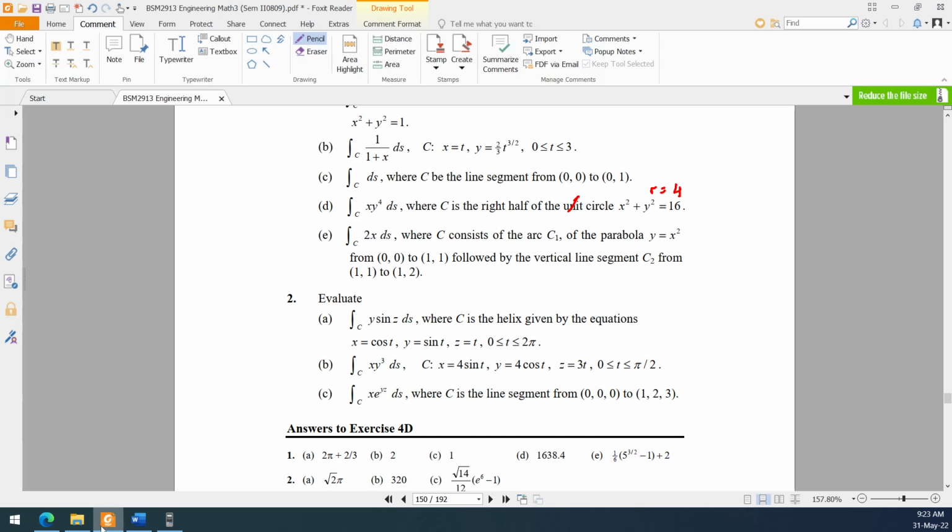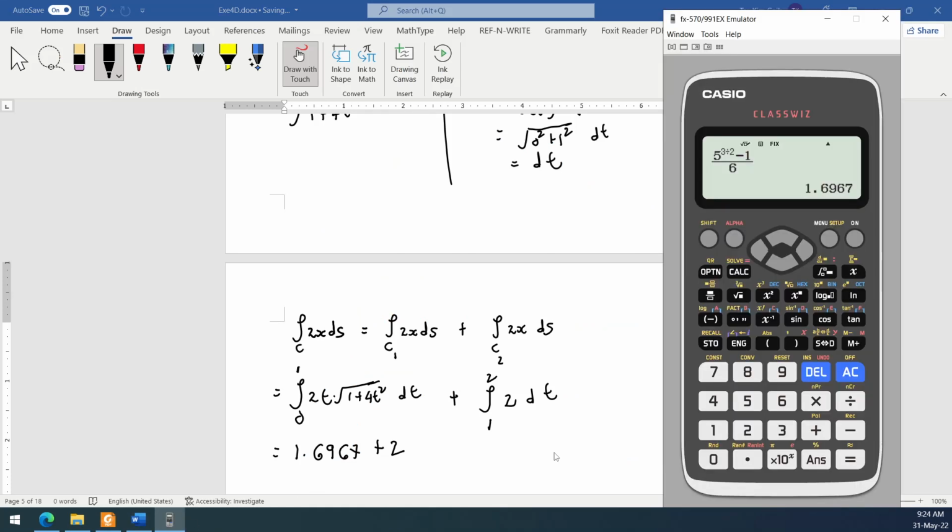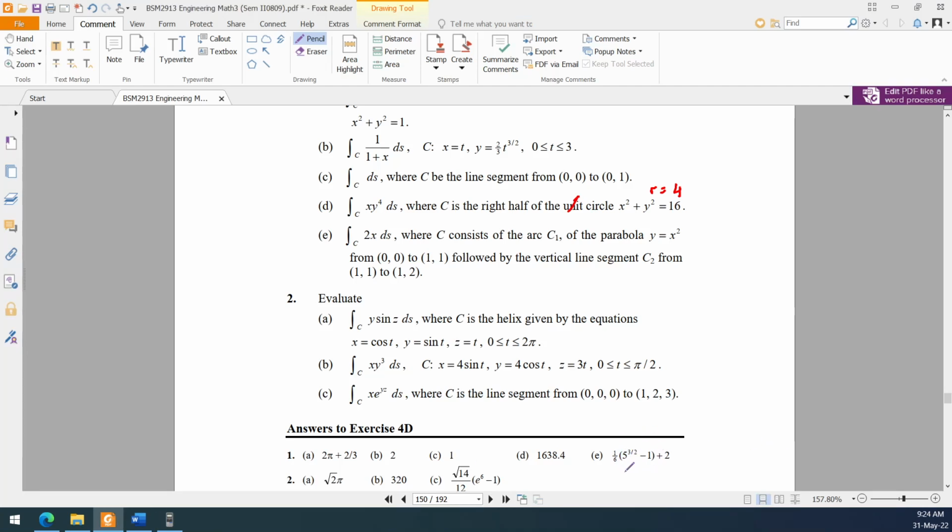So we're checking the first term here, the answer by integrating manually. You have 5 to the power 3/2, minus 1, then divided by 6. Let's calculate: 5 to the power 3/2, and then minus 1, divided by 6, gives 1.6967. The first term is the same as the answer given by the module when integrating manually.